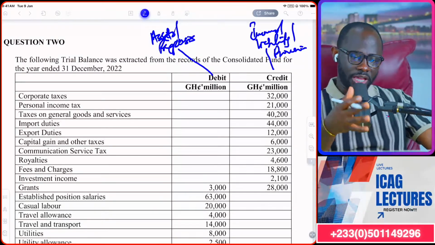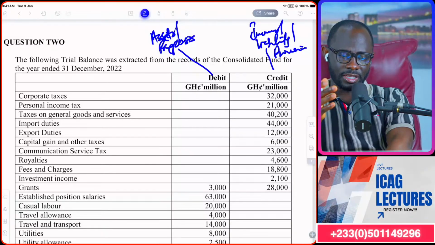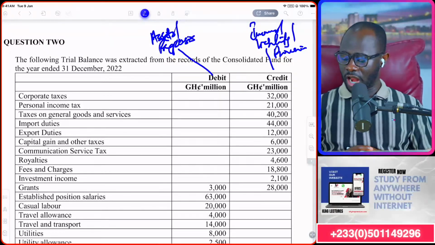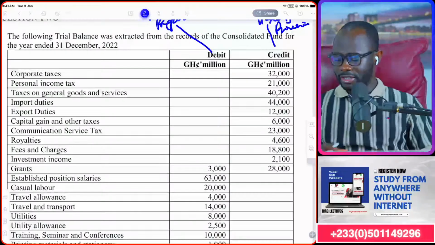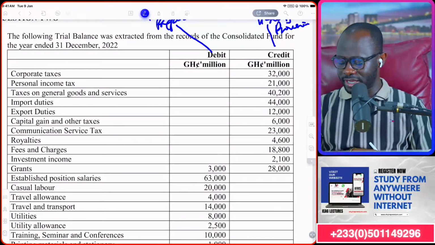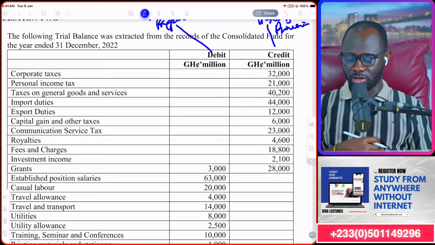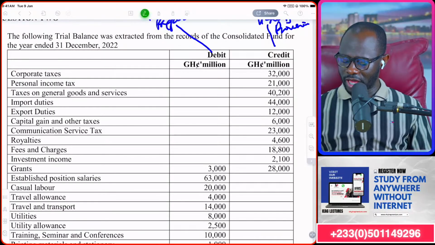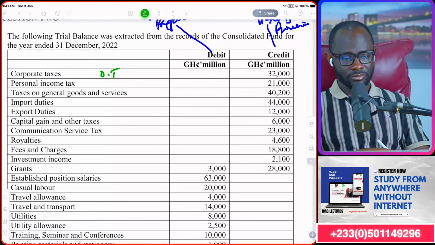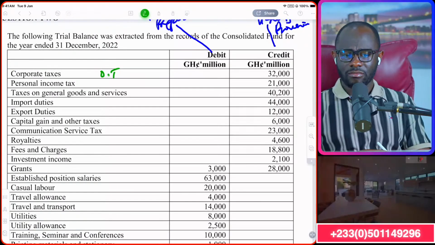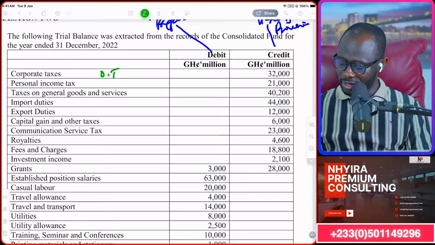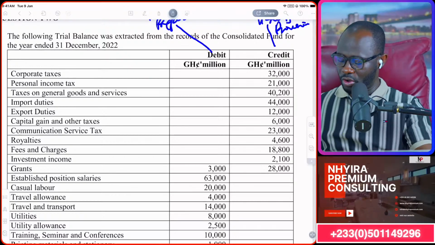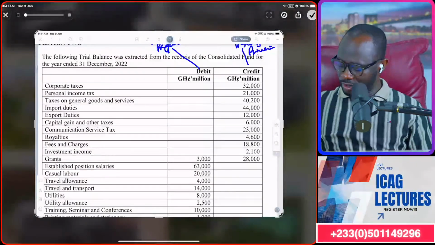So very important. Anything on the debit side, we know it's an asset or could be an expense. Anything on the credit side, we know can be an income or liability or provisions there. So let's begin the journey. The first thing we see is corporate taxes. Okay. Corporate tax are tax paid by companies, right? So that is a direct tax, DT. Then personal income tax. That could form part of PAYE. So that is also a direct tax. So those two guys will be going under my flow for direct taxes.